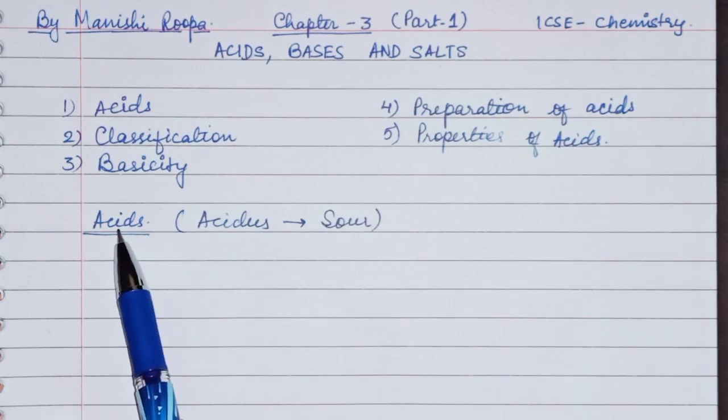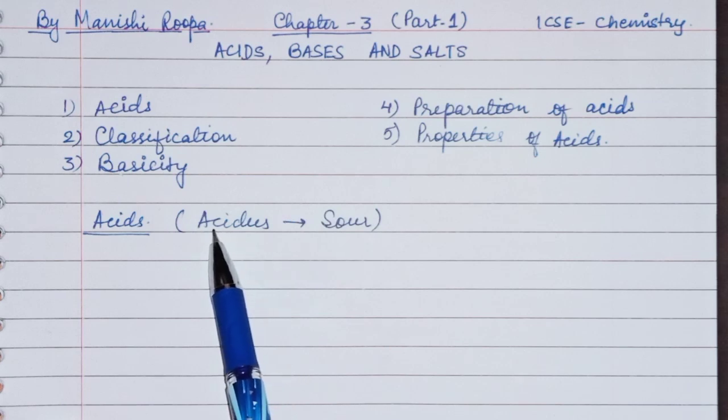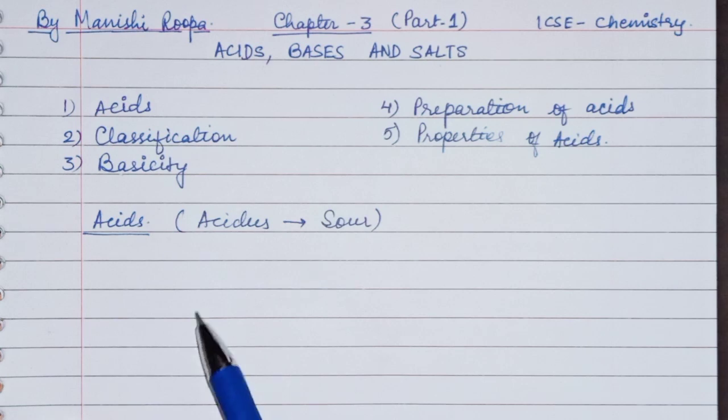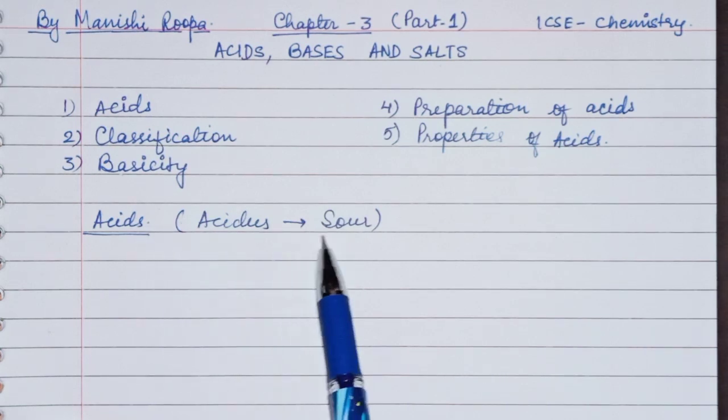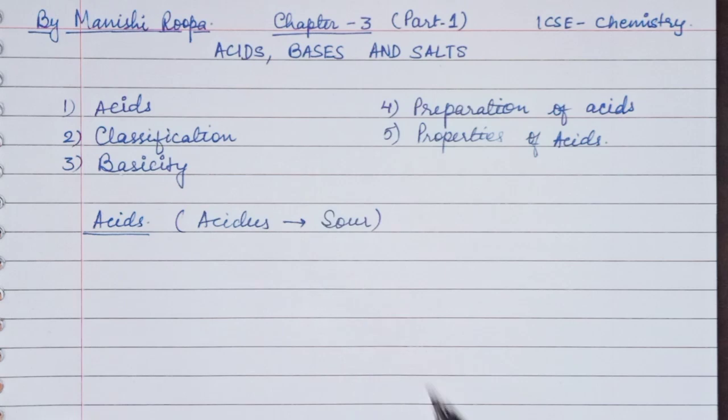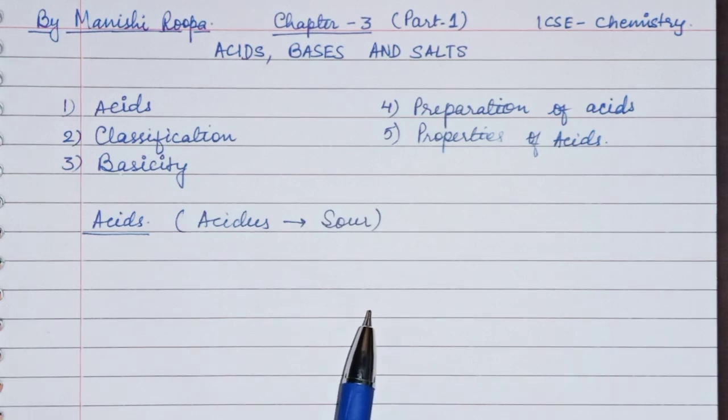The word acid comes from Latin, that is acidus, which means sour in taste. So you can say that the substances which are sour in taste contain acids, like lemon juice is sour, so it is acidic in nature. Some acid is present in that. Vinegar, then sour milk, these things are sour in taste, so you can say these contain acids.